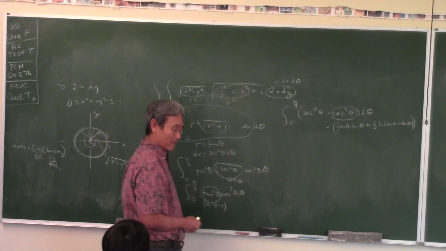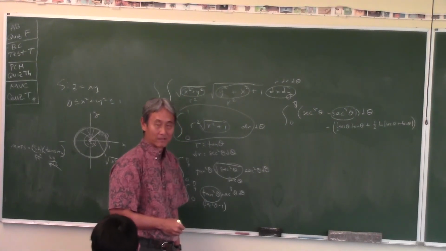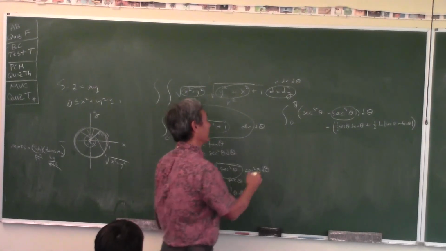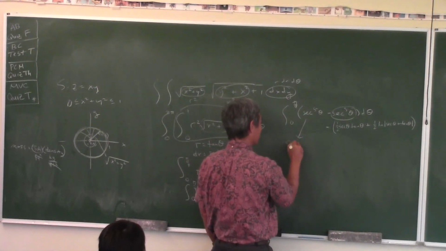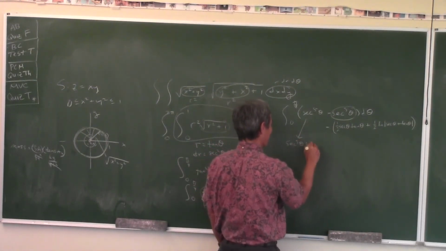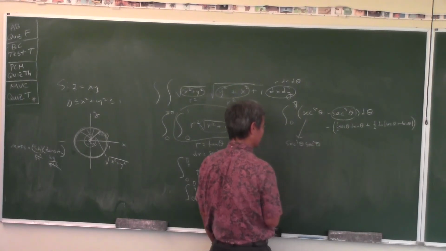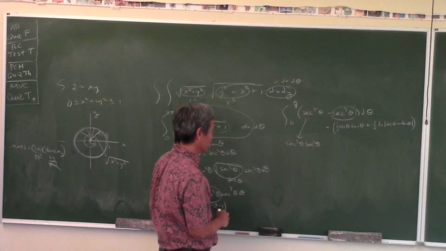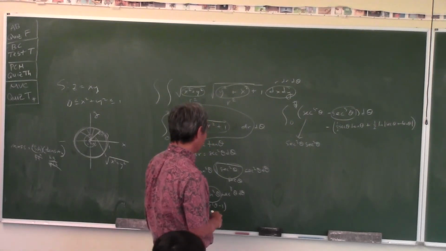Does anybody remember how to integrate secant to the 5th? You split it up. Secant to the 5th is secant cubed times secant squared. And then what? You translate secant squared to tangent, or 1 minus tangent. No. Yes.